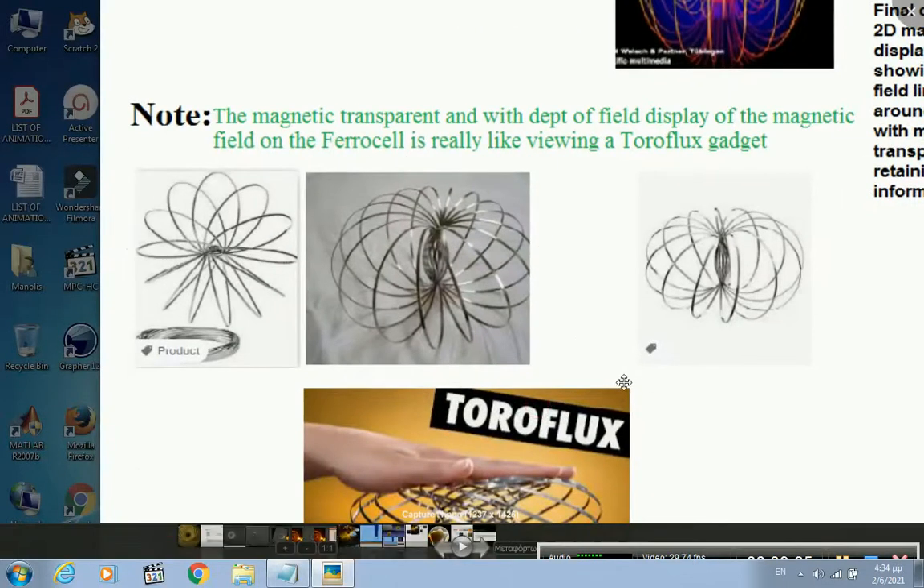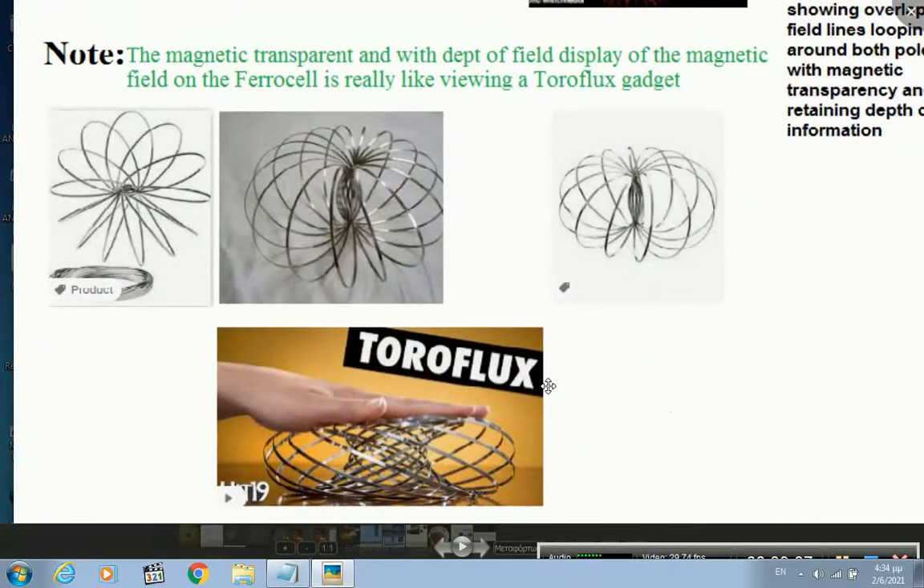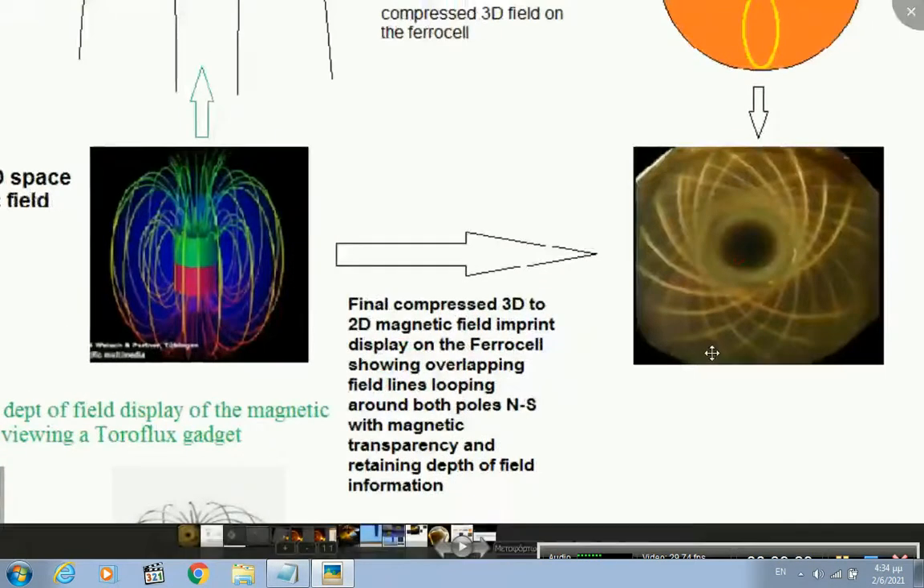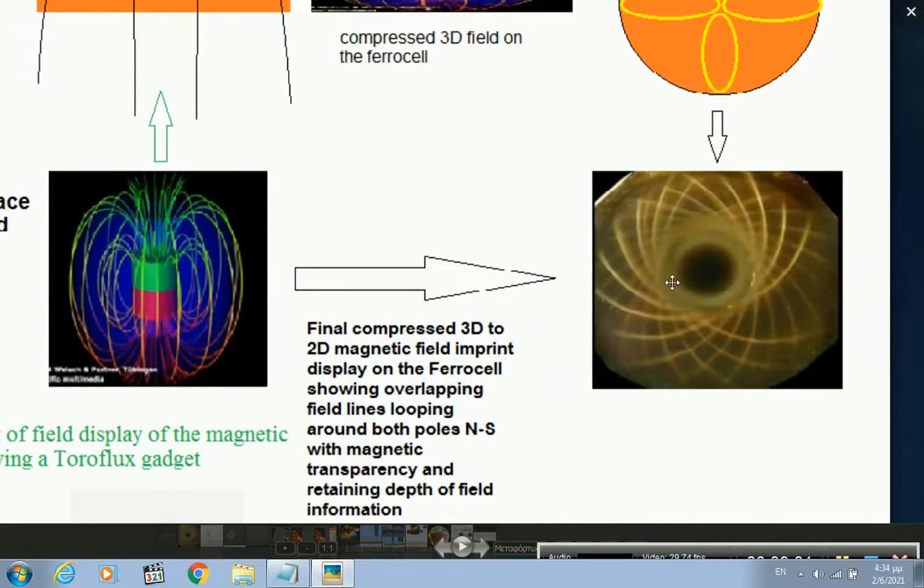And this is even more evident why this crisscrossing happened, because you remember the actual 3D field in space is compressed inside the thickness of the cell, only 10 micron thickness. And we can see here, now where we compress the toroidal flux, this gadget, we can see evidently these overlapping crisscrossing lines. Yes?